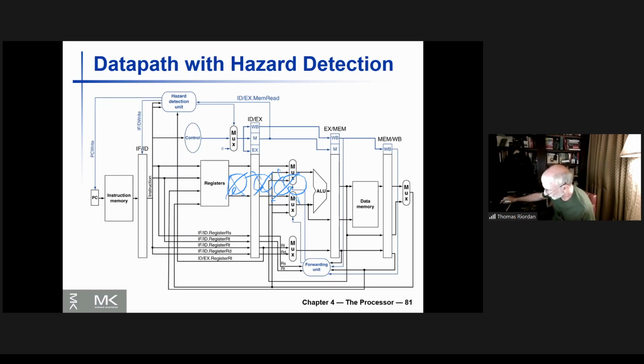And so that's the simple objective of putting this 0 into these 3 control signals: to make nothing happen here, nothing happen here, and nothing happen here. We've inserted a bubble, a no-op, down the pipeline. Okay, and then he said, okay, we want to move the and instruction down.